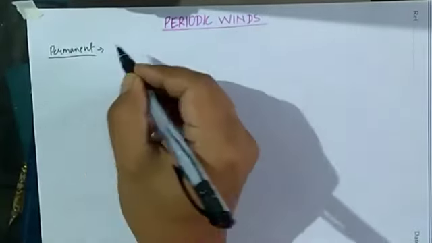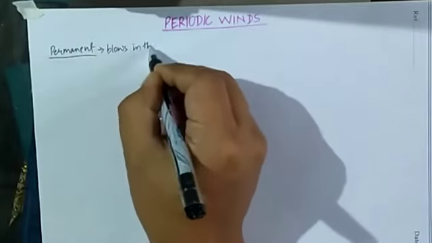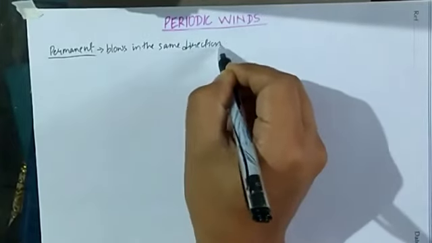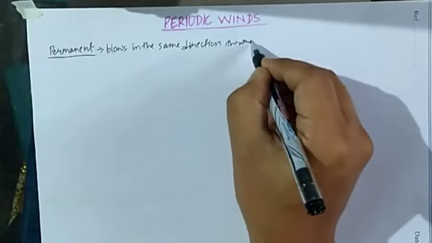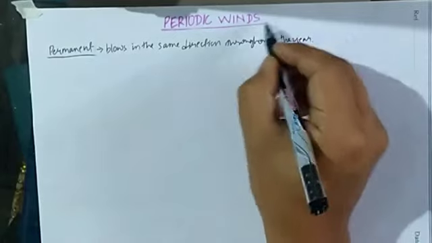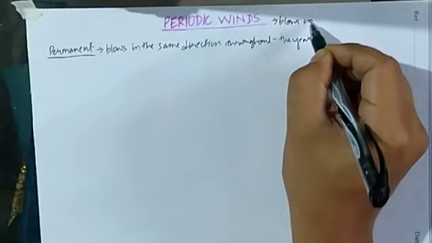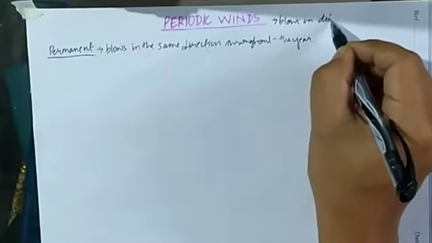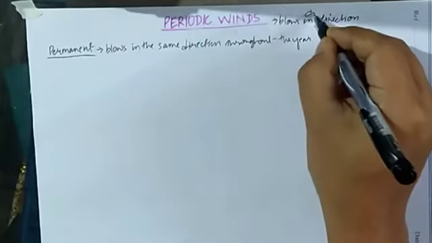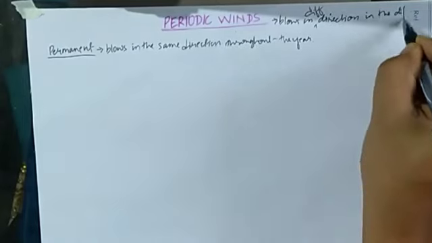Permanent winds, as the name suggests, blow in the same direction throughout the year. But the periodic winds blow in a different direction at a different time of the year.